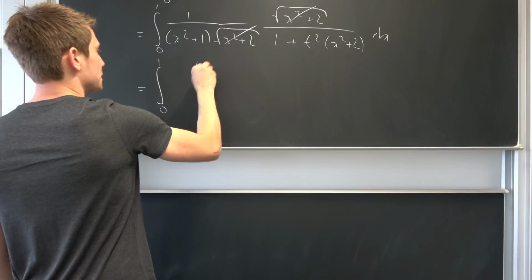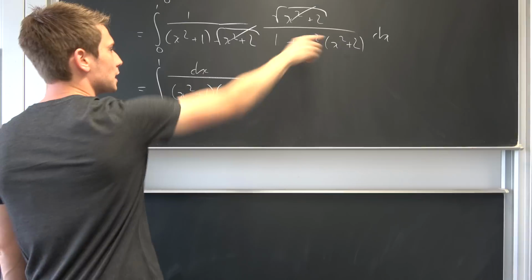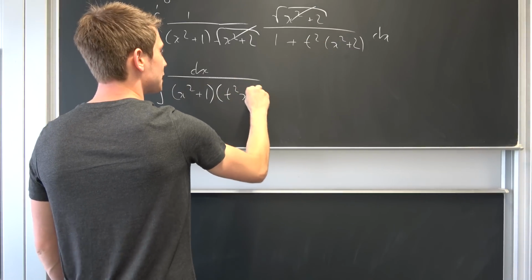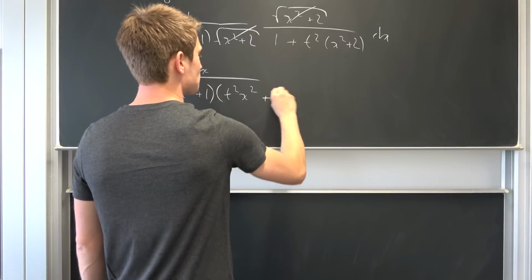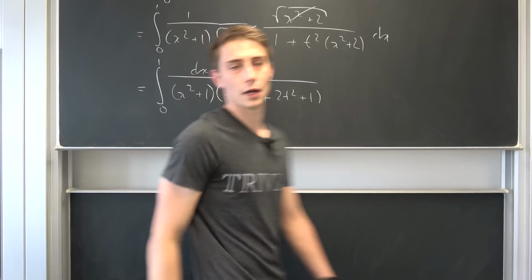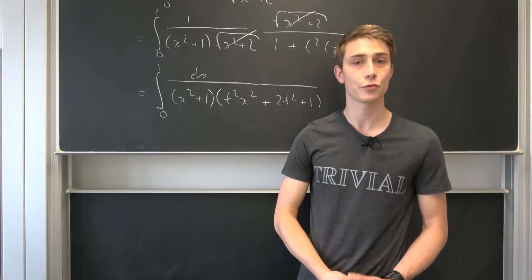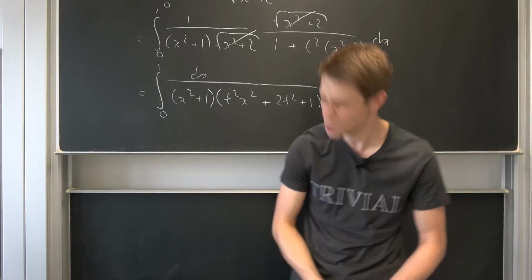That means we end up with dx over x squared plus 1 times, and this is just t squared x squared plus 2t squared plus 1. And integrating this isn't quite easy, so that's a job for partial fraction decomposition, and that's going to be an outtake.